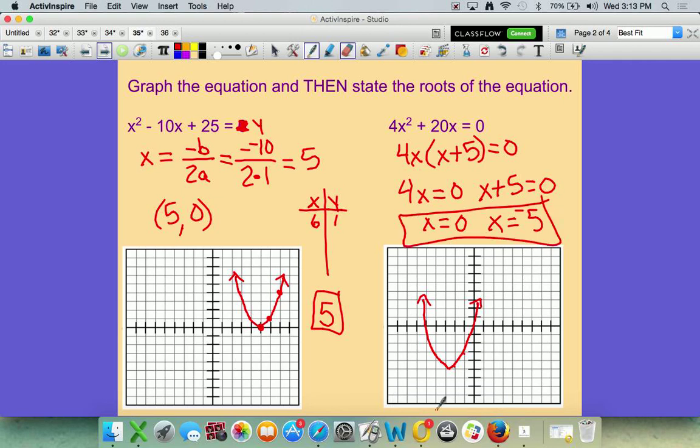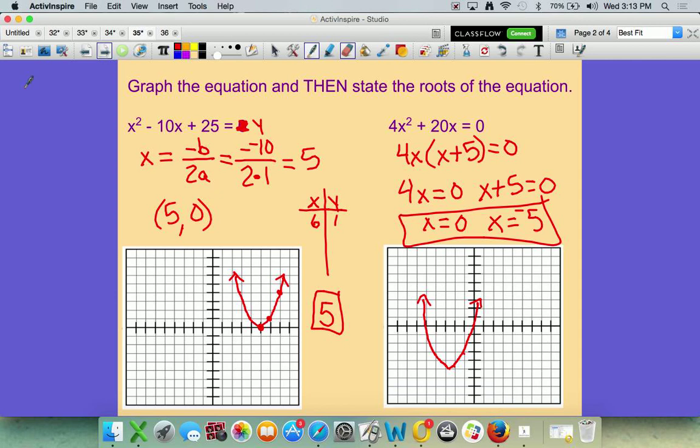Here are my roots. Technically, when you do these, I've always said do 5 points, but really all you need is 3. Find the vertex, and then find your 2 x-intercepts, and then you can be done. So this would be a much faster, easier way to do it after you've already found your vertex.